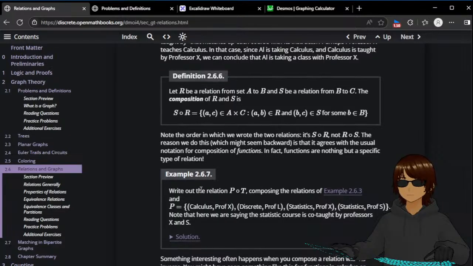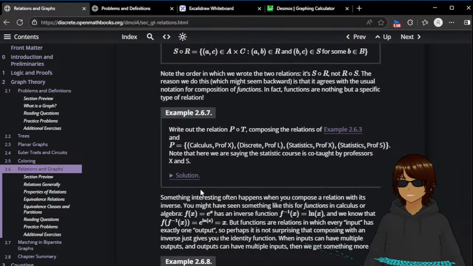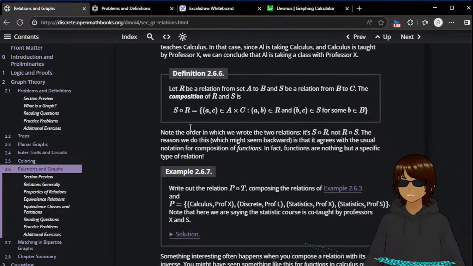Now the order in which we write the two relations is S dot R, not R dot S. The reason we do this, which might seem backwards, is that it agrees with the usual notation for the composition of functions. In fact, functions are nothing but a specific type of relation. So we evaluate R first, and then we evaluate S. So we look at the R relation and take out all the ones that are in S as well.